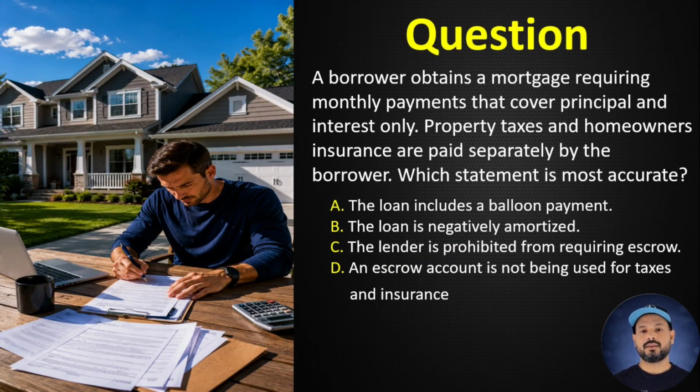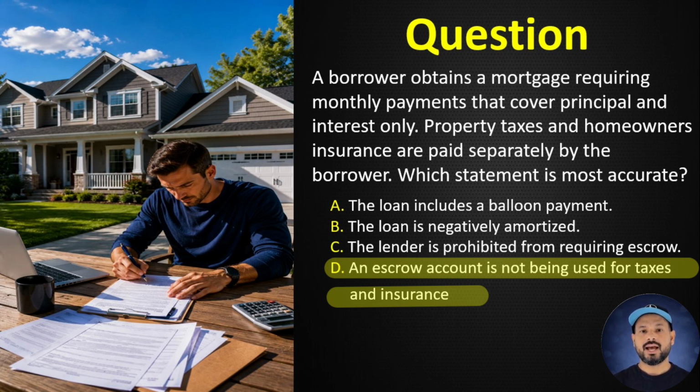Question number 24. A borrower obtains a mortgage requiring monthly payments that cover principal and interest only. Property taxes and homeowner's insurance are paid separately by the borrower. Which statement is most accurate? A. The loan includes a balloon payment. B. The loan is negatively amortized. C. The lender is prohibited from requiring escrow. D. An escrow account is not being used for taxes and insurance. Correct answer: D. Some borrowers pay taxes and insurance directly instead of through escrow.